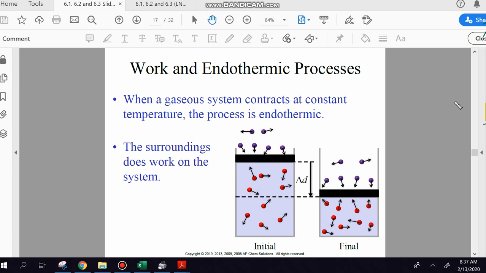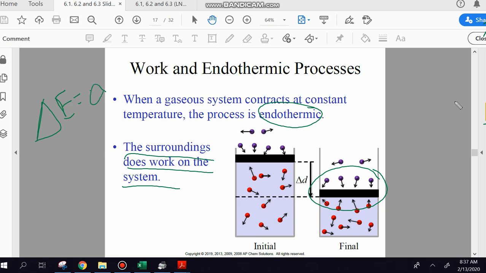So what we can see happening here is when a gas system contracts at a constant temperature, we have an endothermic process. The surroundings are doing work on the system, and we talked about that yesterday with endothermic processes. So here is where we have this equilibrium where the work on the outside and the work on the inside are constant. And remember our equation that delta E is equal to Q plus W. W is this work, and Q is that heat transfer.